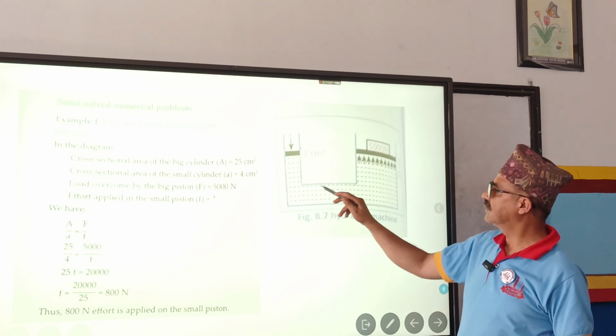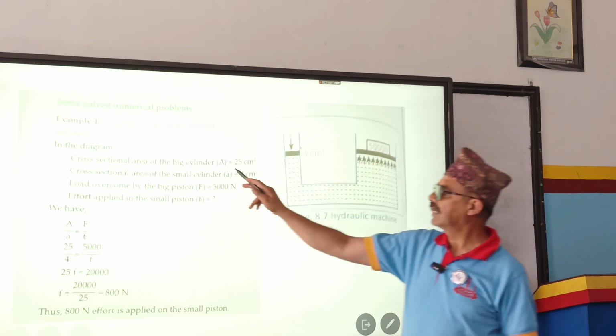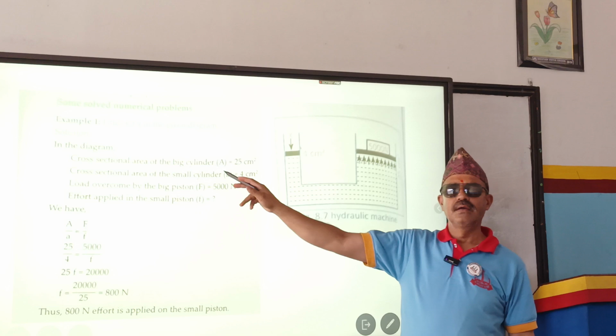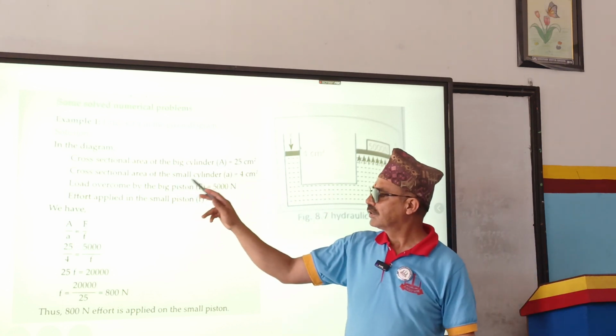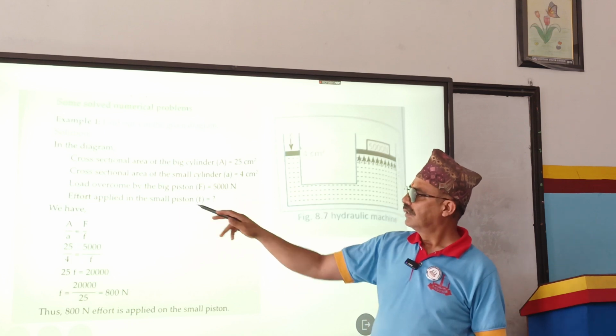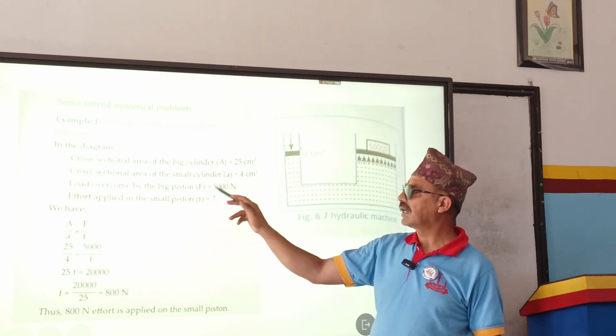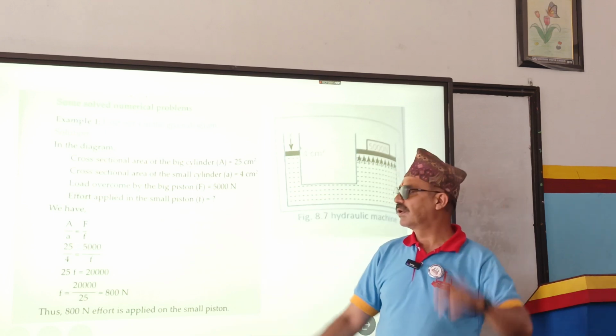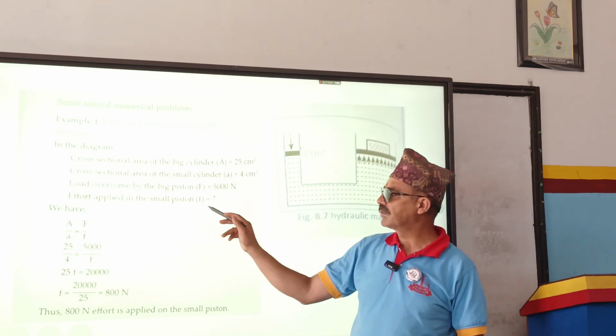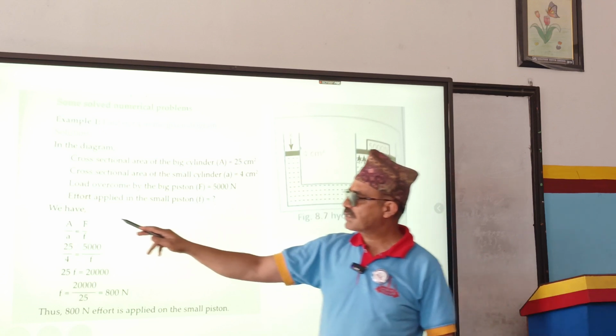The numerical problem says: for the big cylinder, area is capital A, or you can write A2 also. And for the small cylinder, area is small a. Load overcome by the big piston, capital F, is just like dominant character, recessive character, big and small. And the effort applied in the small piston, small f, equals what? Pascal's law, what does it say?